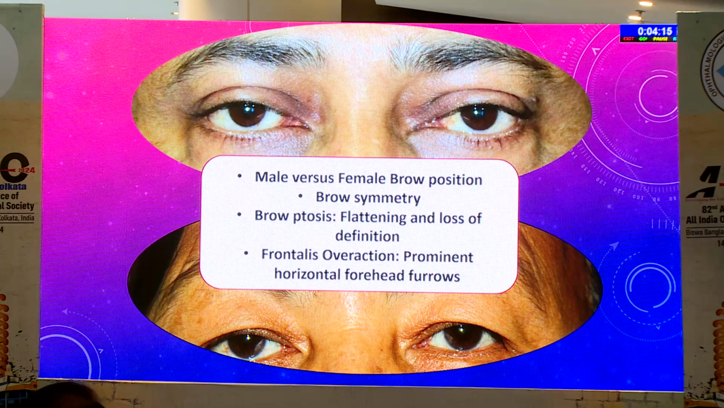Brow symmetry: any pre-existing asymmetry should be noted so that post procedure there are no dissimilarities between the patient's expectation and the physician's outcome. Brow ptosis: with the downward gravitational pull as well as the soft tissue laxity that sets in with age, we can see brow ptosis, which appears as flattening and loss of definition. One can also see, in case of brow ptosis, a prominent frontalis overaction which leads to horizontal forehead furrows.